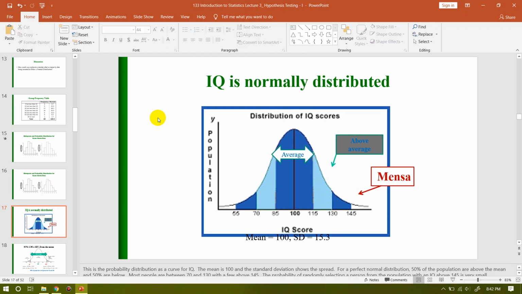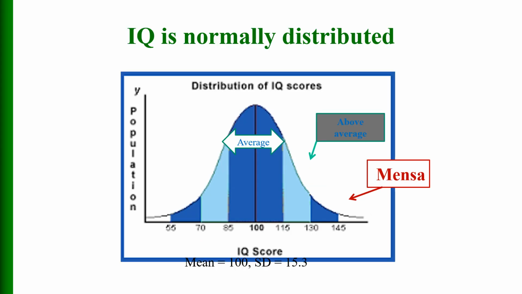Let us suppose this is IQ data, and it is normally distributed. Now the average IQ varies between 85 and 115, because the standard deviation is 15 and the mean IQ is 100. So this is the average, this is above the average, and this area is called Mensa.